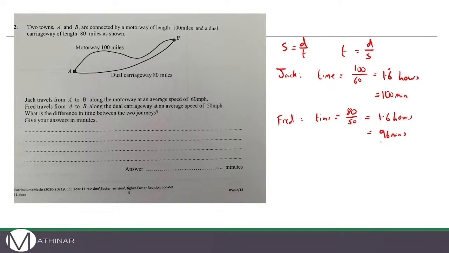Okay, what is the difference in time between the two journeys? 4 minutes. You don't need to say who is 4 minutes faster or 4 minutes slower, you just need to say 4 minutes. Okay, and that's that one.